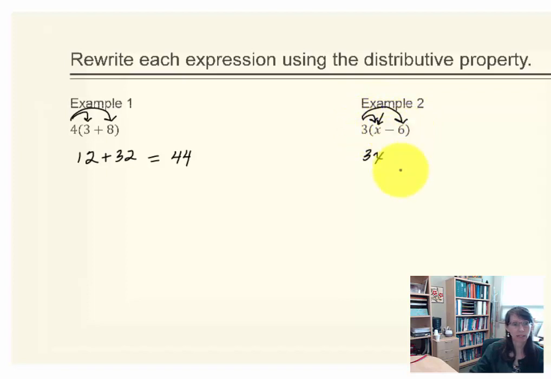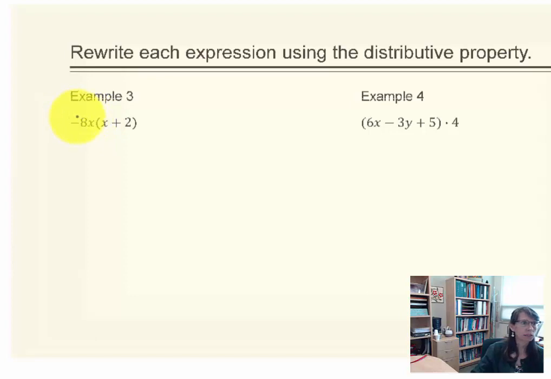3 times negative 6 is minus 18. What's different about this example is that 3x is still a variable term because it has a variable involved with it, 3 times x. And then the other term is 18. That's a constant term. So there's no way to simplify this anymore because we have two unlike terms. 3x is a variable term while 18 is a constant term. So our final answer would be 3x minus 18.